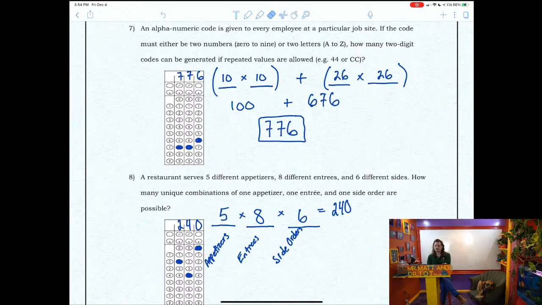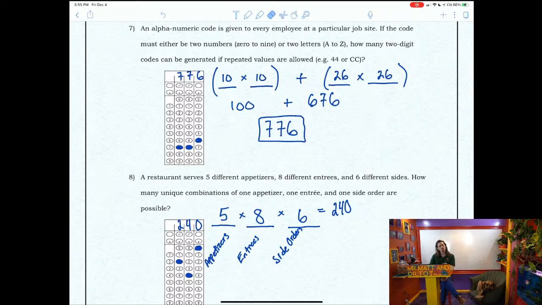So the first code would be 2 numbers, 0 through 9. So those are 10 digits, 0 through 9. So at each of those 2 number positions, you have 10 options. Now for letters, however, there are 26 letters in the alphabet. So you have 26 options at each position for the 2 letter codes. So we have 10 times 10 plus 26 times 26 options, and that's going to give you 776 unique 2-digit numeric codes or 2 letter codes. I should say 2 letter codes, not 2-digit letter codes. But the answer to 7 was 776.